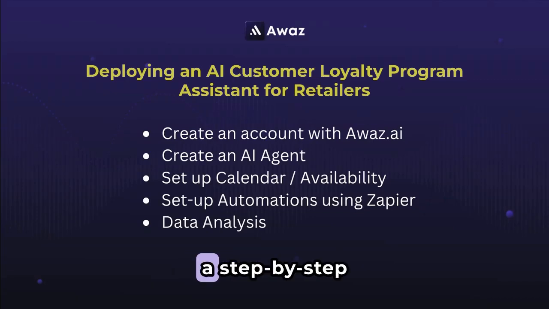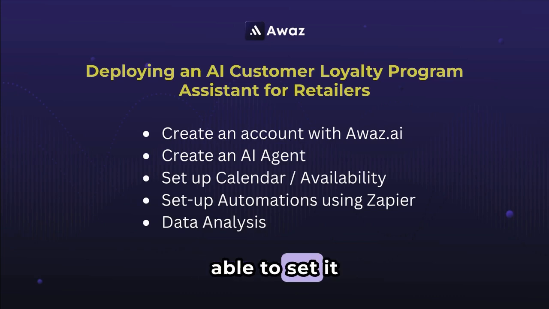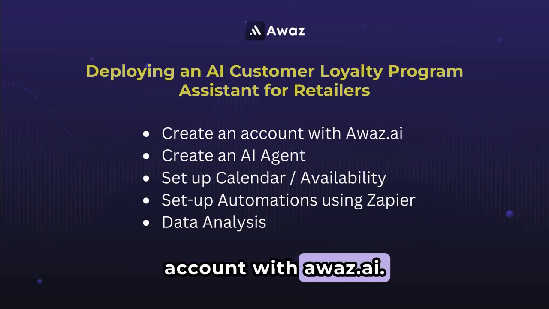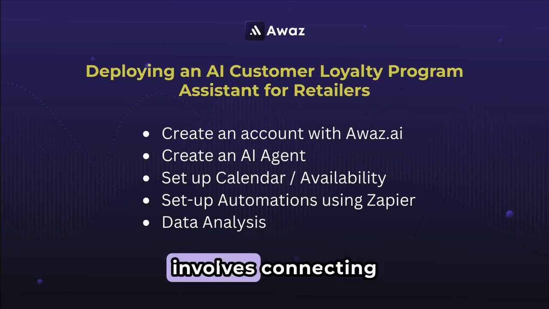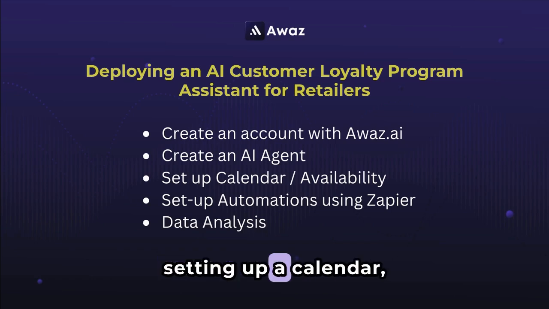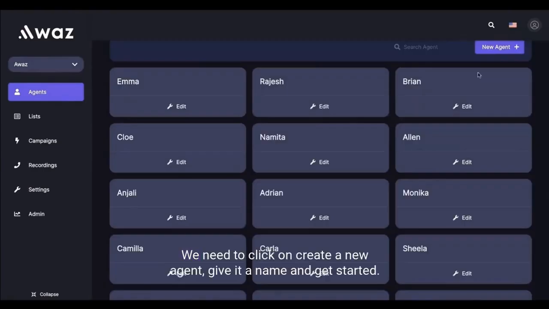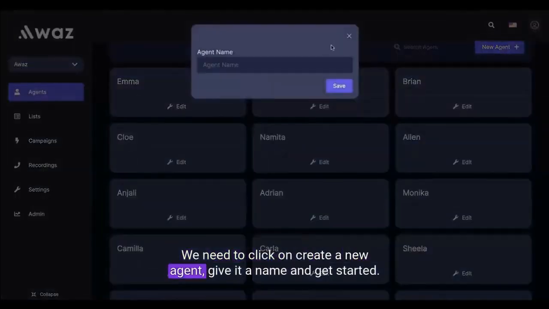Now, we'll follow a step-by-step process where I'll guide you through setting up this exact funnel for your business. If you follow these steps, you'll be able to set it up on your own using Awaz.ai. The first step is creating an account with Awaz.ai. The second step involves connecting phone numbers and setting up a calendar, creating the agent, setting up actions, and defining tags. We need to click on Create a New Agent, give it a name, and get started.